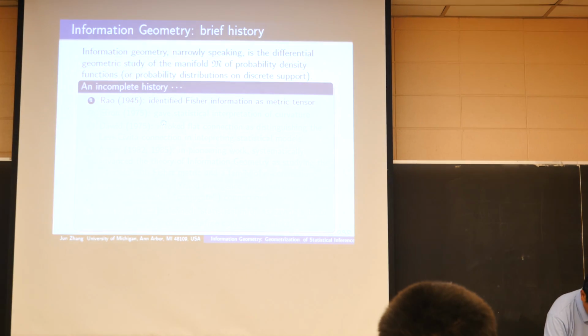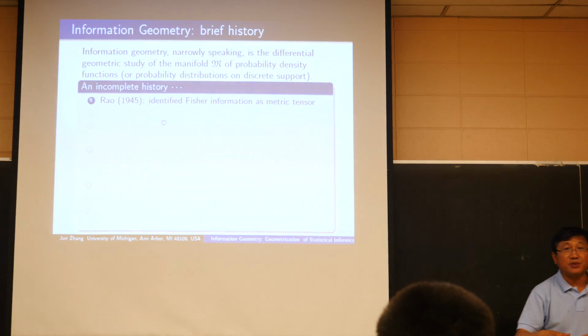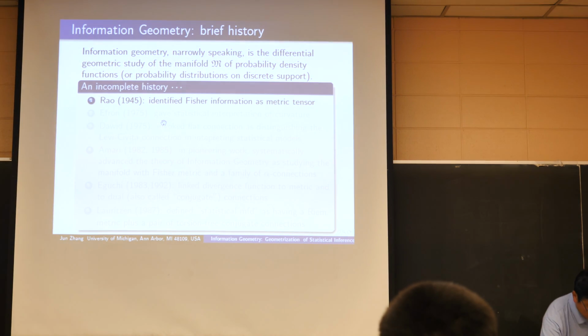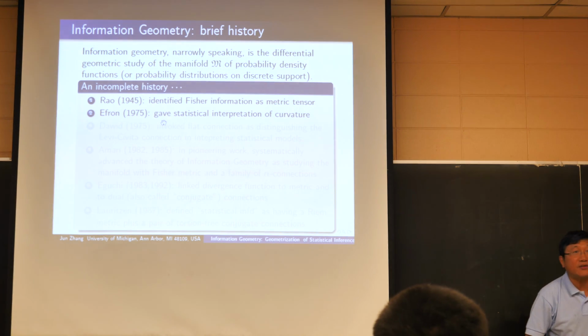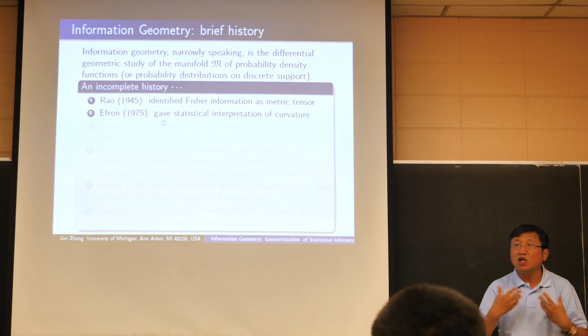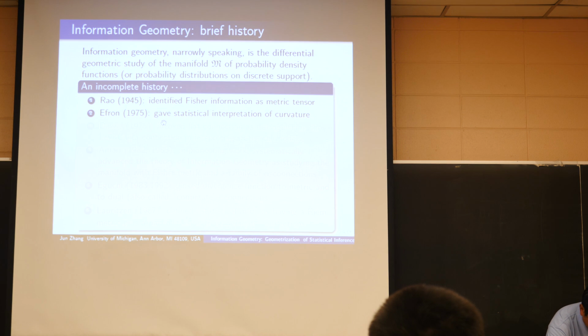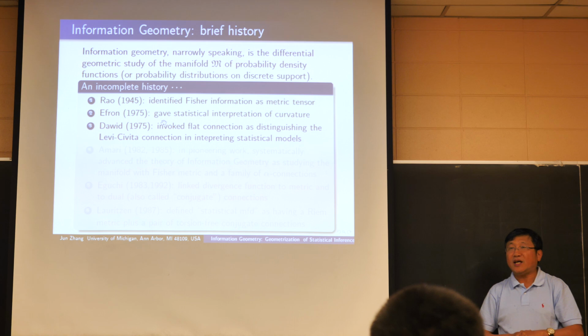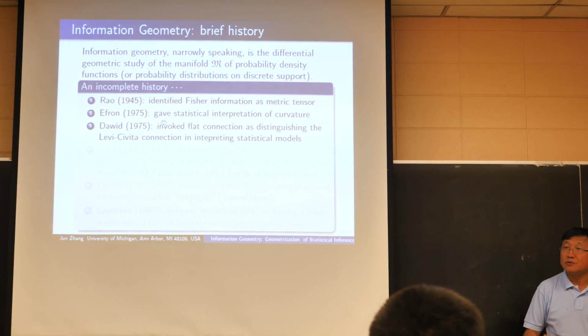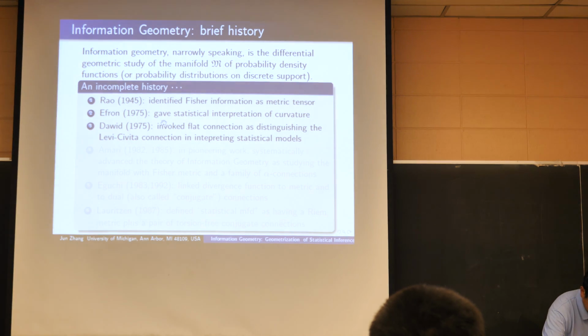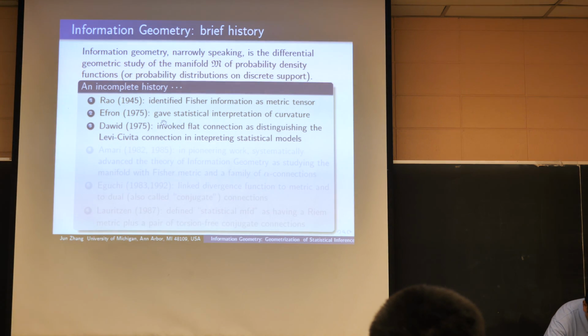So Rao identified the Fisher information as being a metric tensor on this geometry, and it was not until 1975 that Bradley Efron tried to give meaning to the curvature of this geometry, to give some statistical interpretation of the curvature. But then Dawid realized that in fact you can put multiple versions of a so-called affine connection on this manifold, and curvature is really associated with an affine connection. So Dawid initiated some study of flat connections on this manifold.